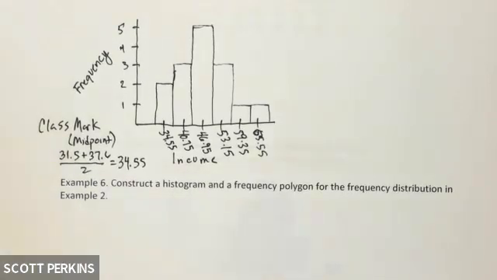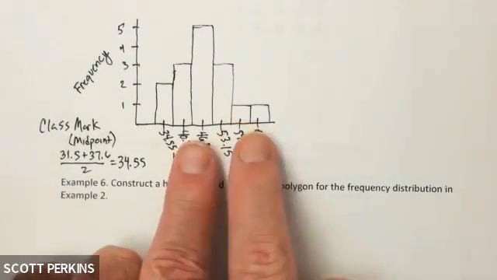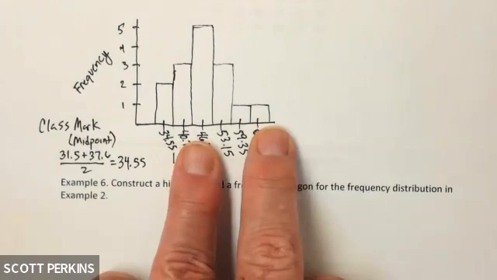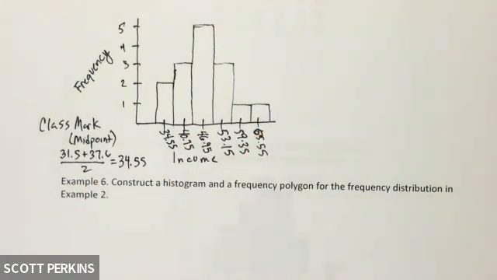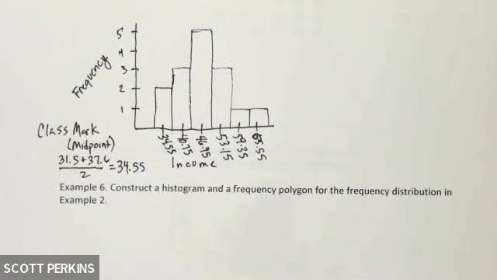Example 6, you're going to again go back to the front page, and you're going to do the histogram for the frequency distribution there. If it was 0, I would not have a bar here, but I would leave an equal space. I'd leave a gap right there. Yeah, great question.